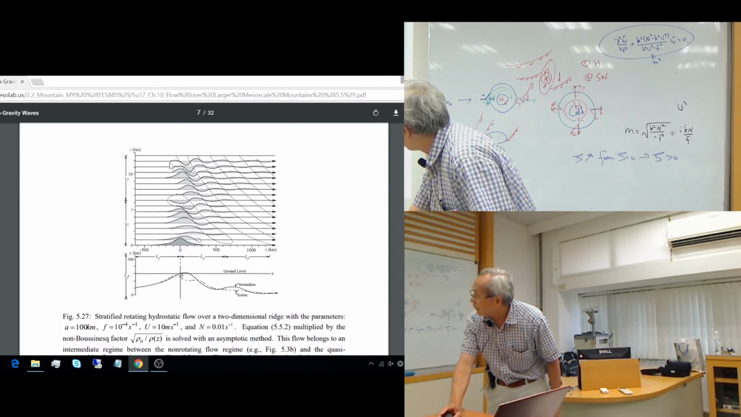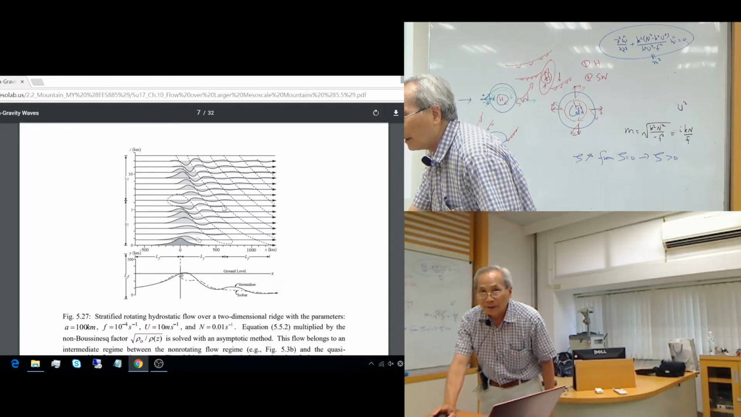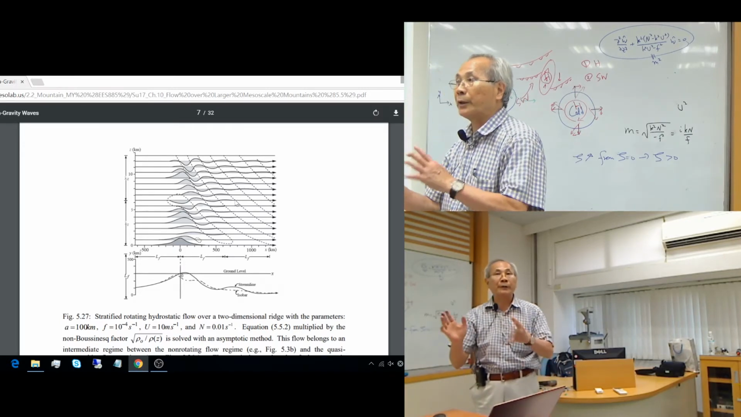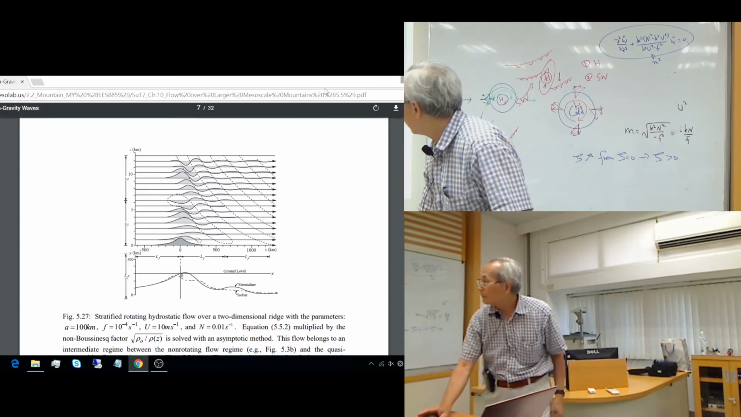Okay, we can still see this upward propagating wave. You see here, the first tilt upstream. Okay, but you also see this part. This one is due to the rotation effect. Okay, rotation effect.